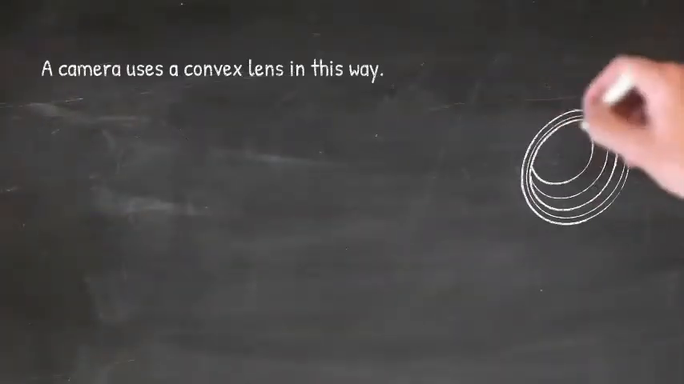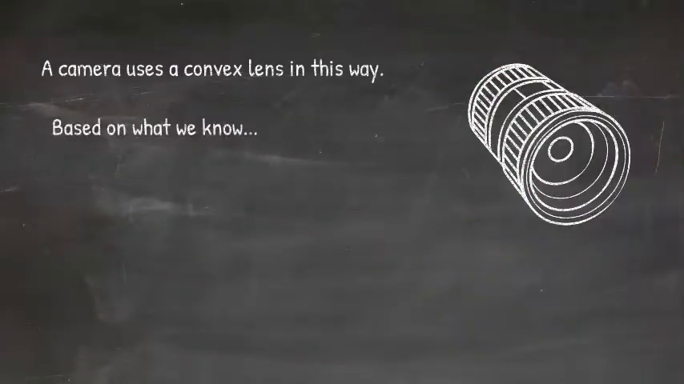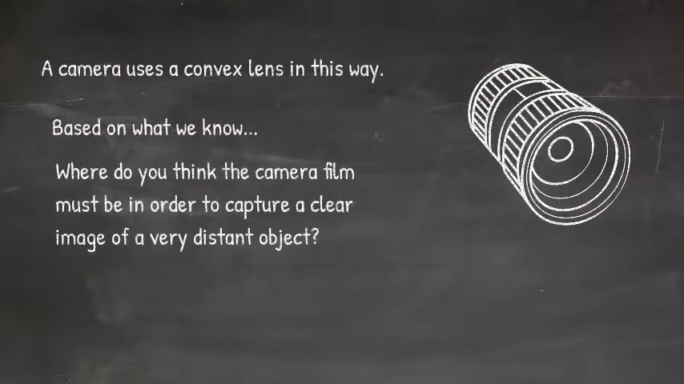A camera uses a convex lens in this way. Based on what we know, where do you think the camera film must be in order to capture a clear image of a very distant object? And can you explain why?